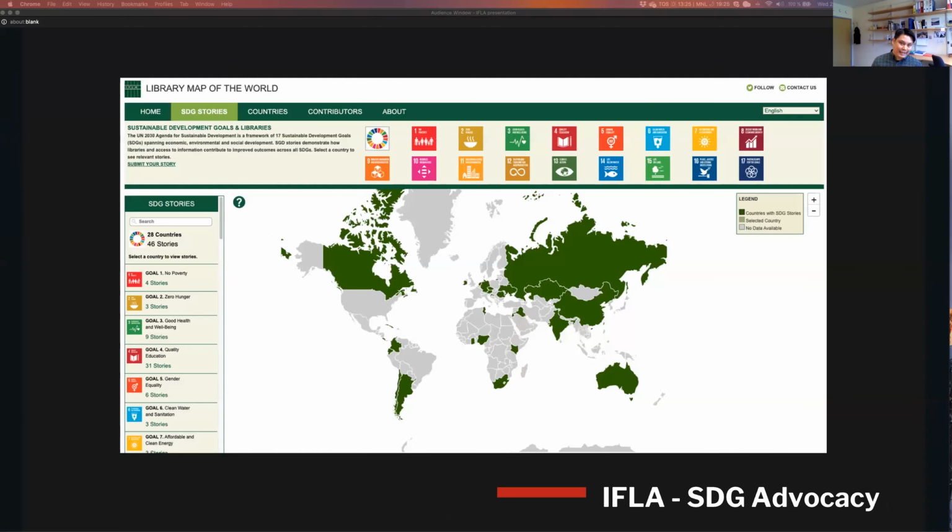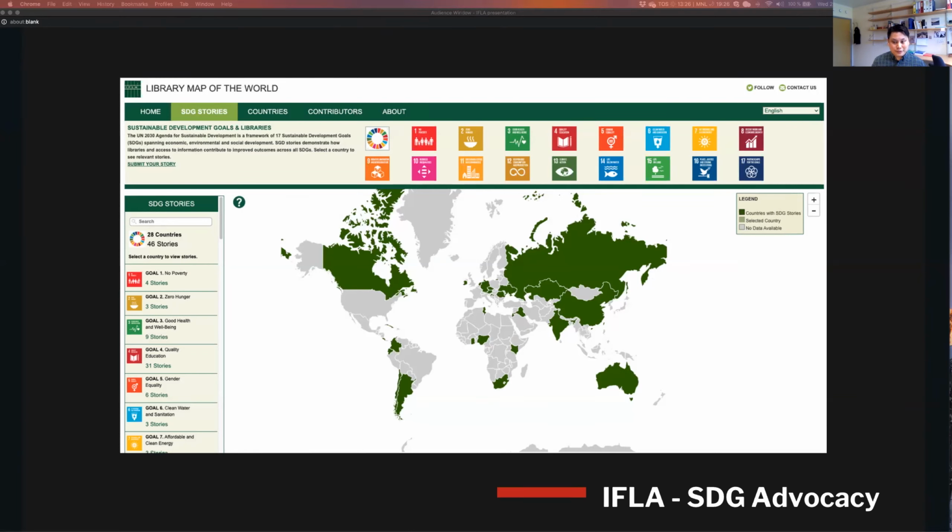And the last slide is a non-state actor. This is a fantastic program of the IFLA, Libraries on the Map of the World. This is not an initiative of a state actor, but an initiative of a non-state actor, a professional organization that promotes and advocates for libraries, innovation, and culture.